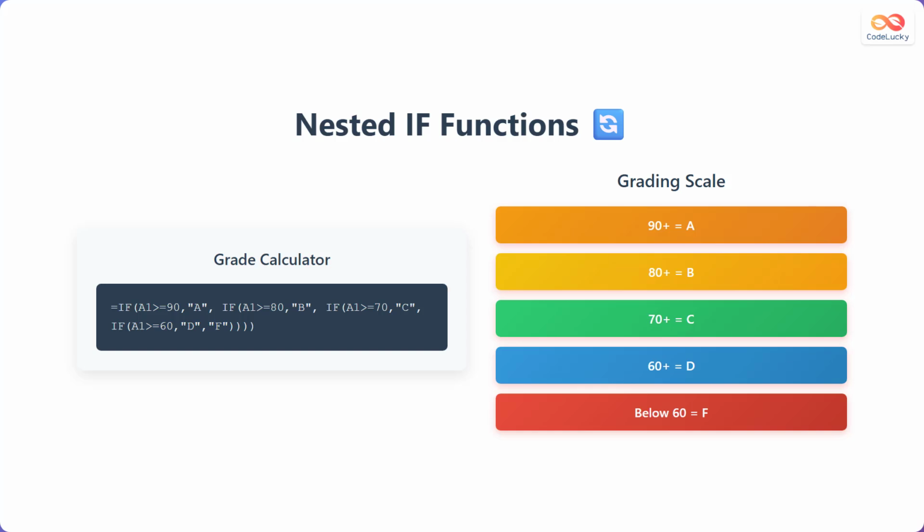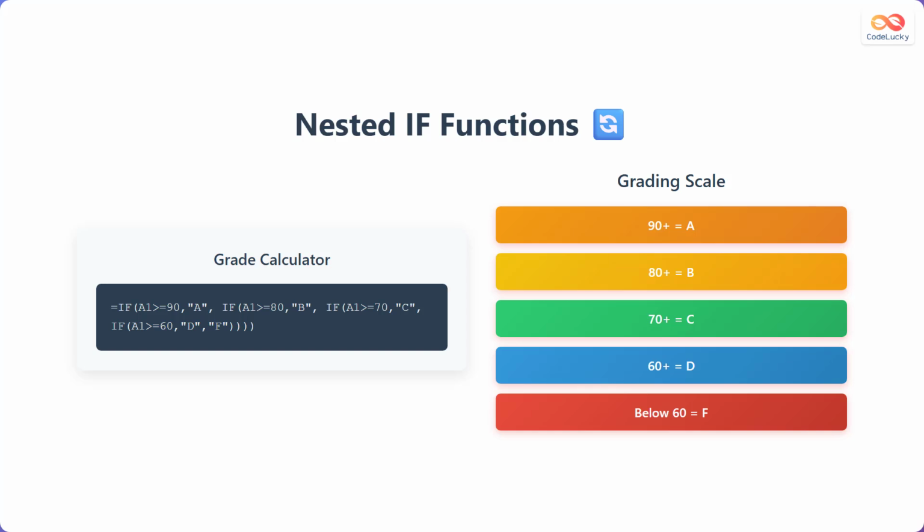The formula is =IF(A1>=90,"A",IF(A1>=80,"B",IF(A1>=70,"C",IF(A1>=60,"D","F")))).